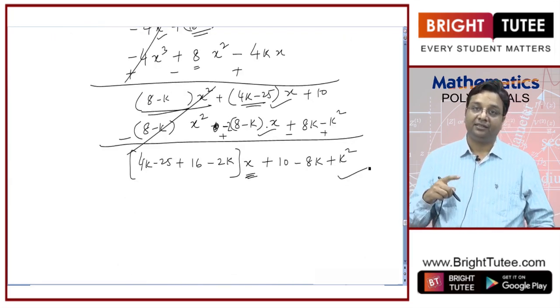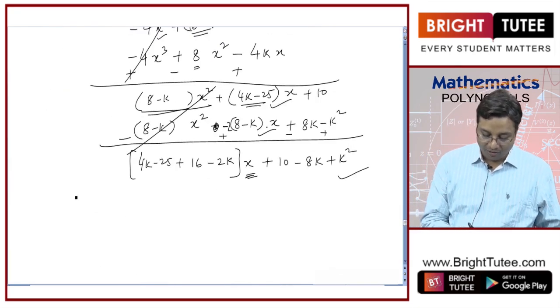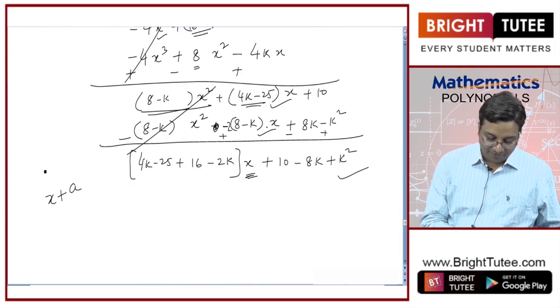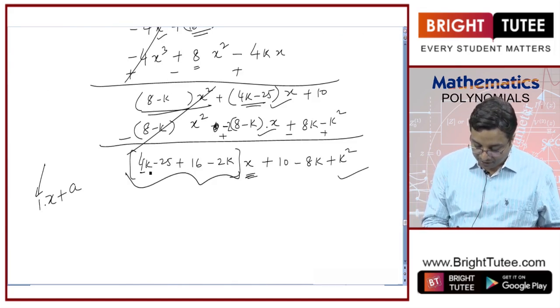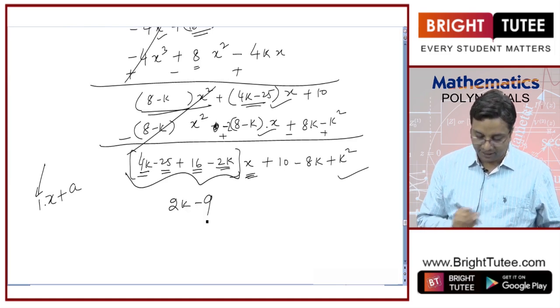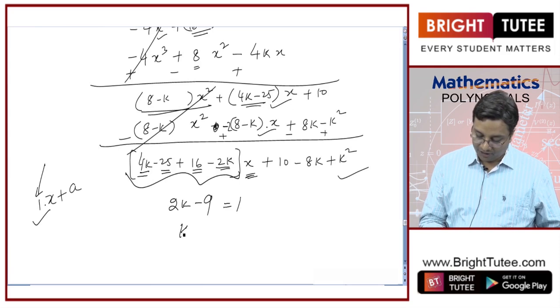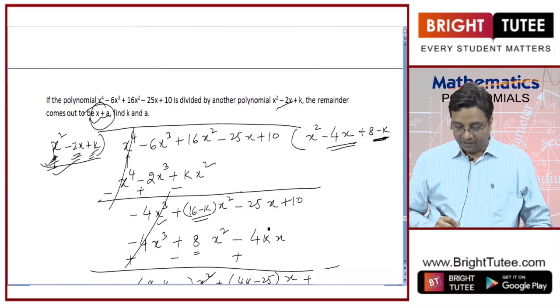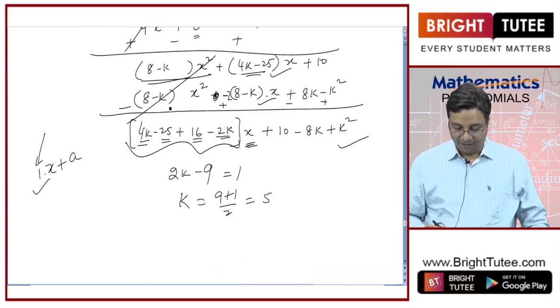But the remainder in question is given as x plus a, right? So now the idea is to compare. How do we compare? We compare the coefficients. Coefficient of x in the given remainder is 1, but in our obtained remainder it is 4k minus 2k is 2k, minus 25 plus 16 is minus 9. So it is equal to this one, 1, right? So what is k? k is 9 plus 1 by 2, which is equal to 5, right? Whole idea was to get the value of k and a, right? We have obtained the value of k now.